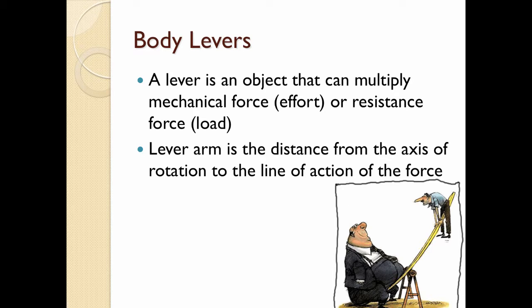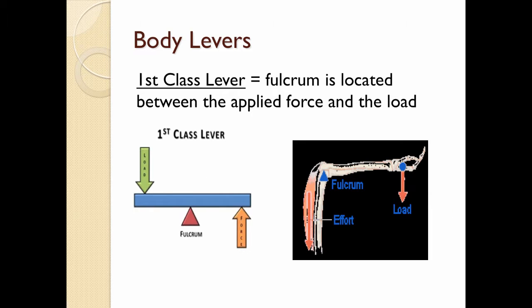Now, body levers. A lever is an object that can multiply mechanical force or effort or resistance force or a load. A lever arm is the distance from the axis of rotation to the line of action of the force. So we have three classes of levers, and we see these in our body, and the pictures give you an example of the lever and the body part.